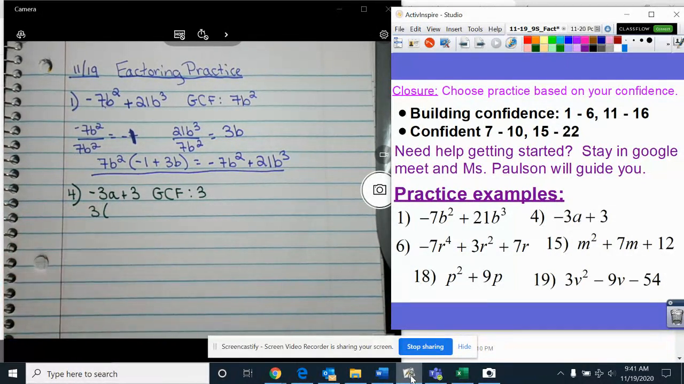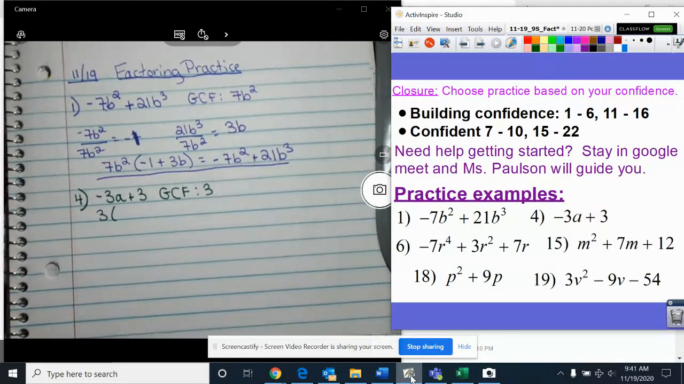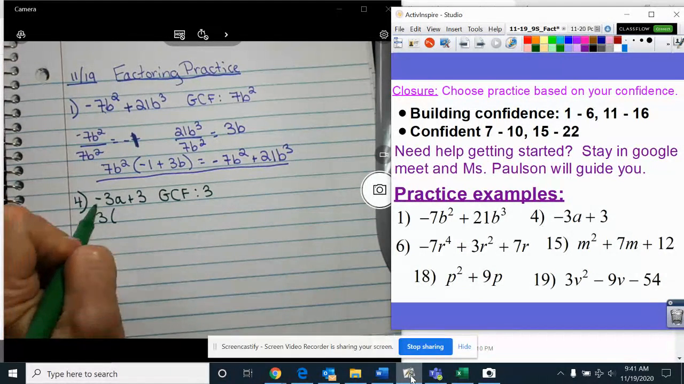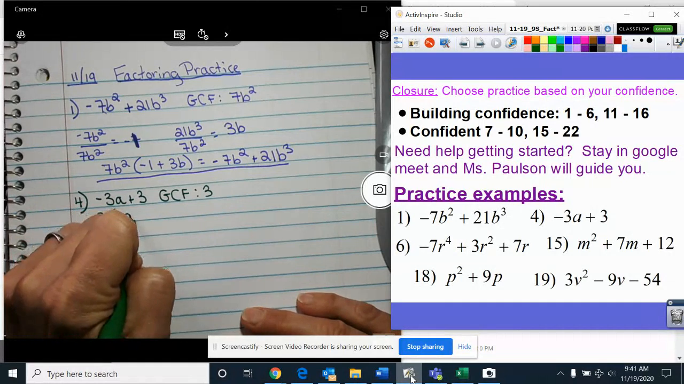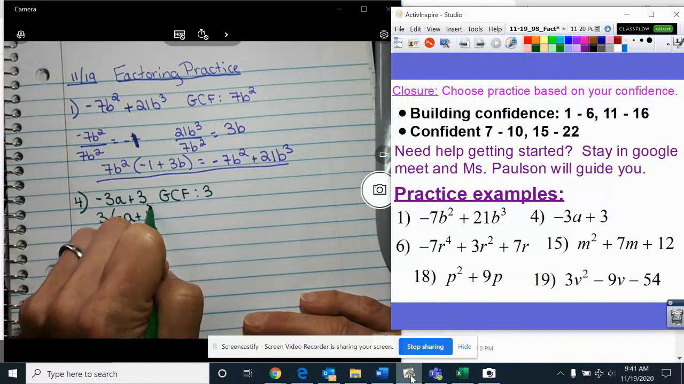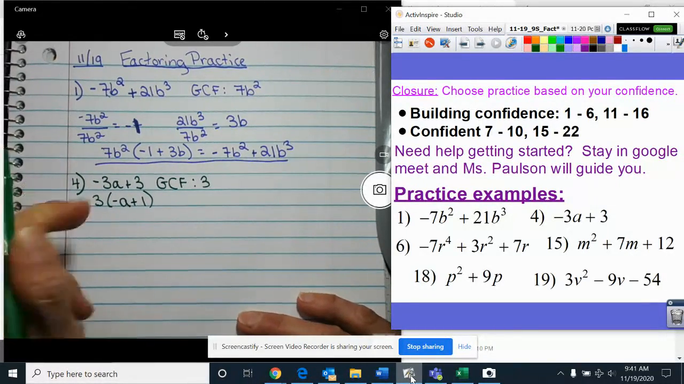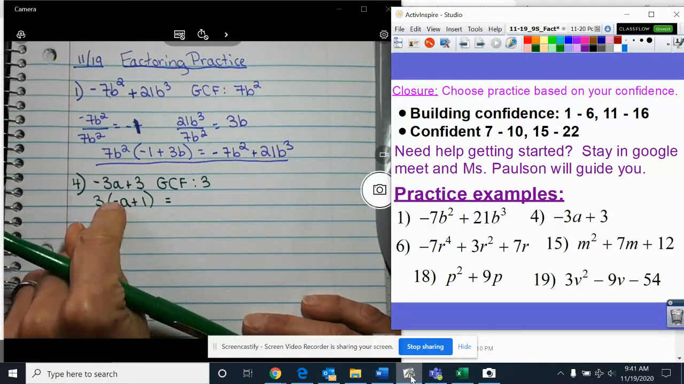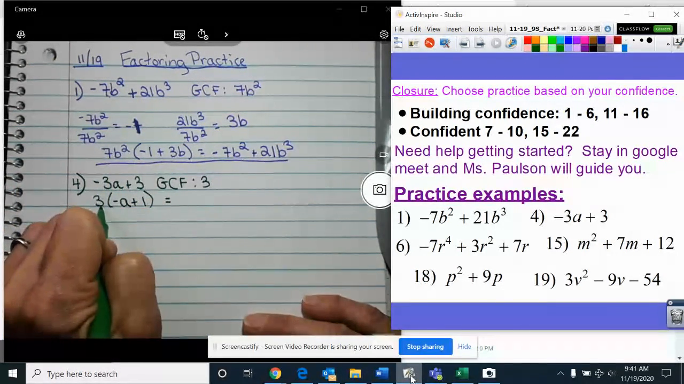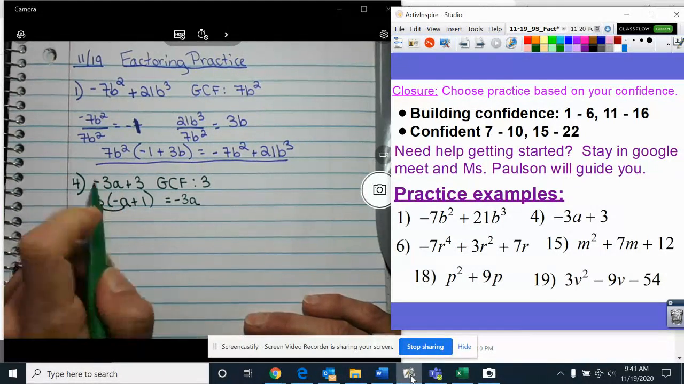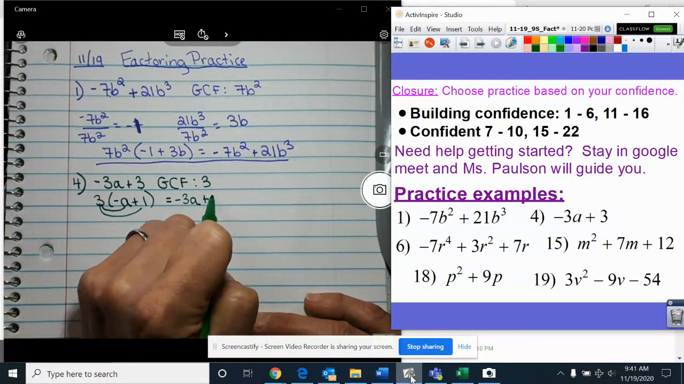negative 3a divided by that 3 gives us negative a. And 3 divided by this 3, we're left with 1. Now I can distribute to show that this is the same as our initial expression. 3 times negative a, negative 3a. 3 times 1, positive 3.